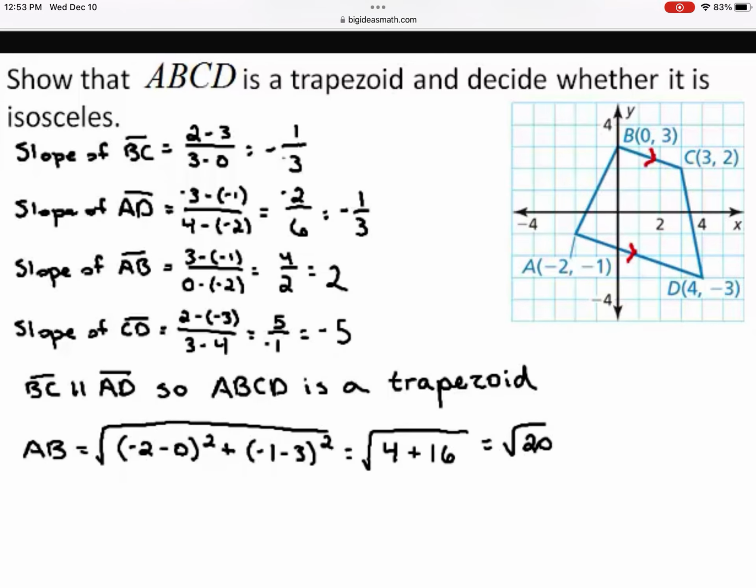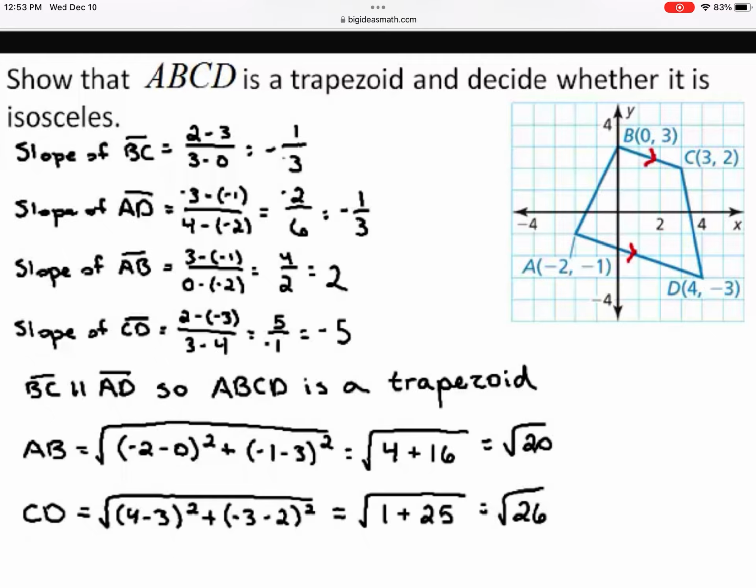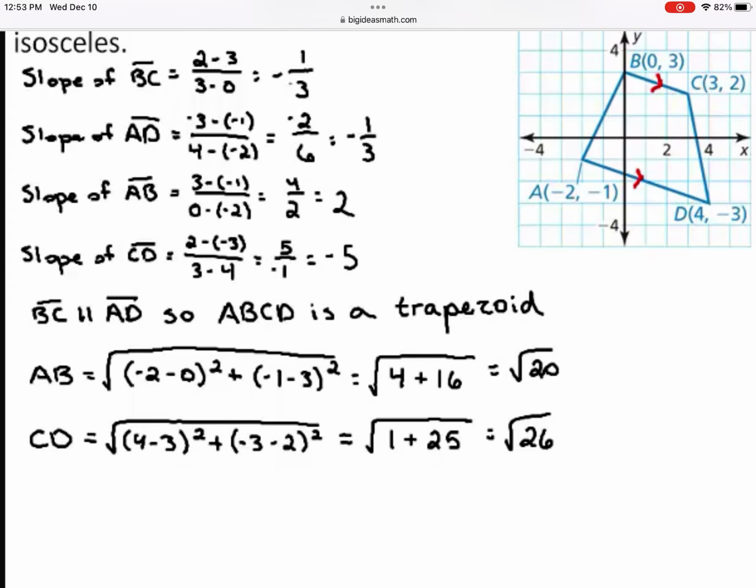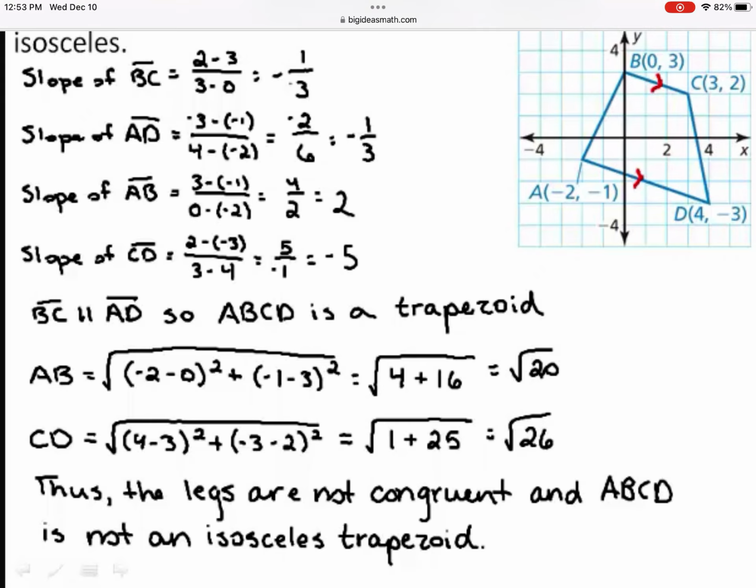So AB equals the square root of the quantity (negative 2 minus 0) squared plus the quantity (negative 1 minus 3) squared, which equals the square root of 4 plus 16, which equals the square root of 20. And CD equals the square root of the quantity (4 minus 3) squared plus the quantity (negative 3 minus 2) squared, which equals the square root of 1 plus 25, which equals the square root of 26. Thus the legs are not congruent and ABCD is not an isosceles trapezoid.